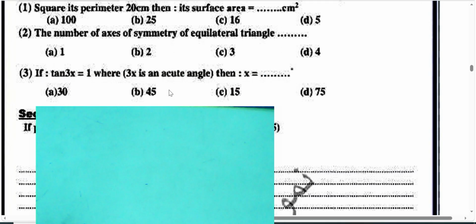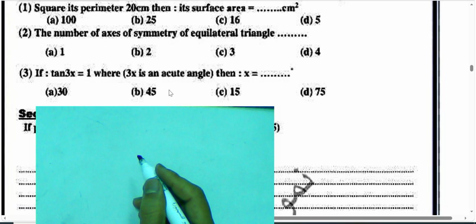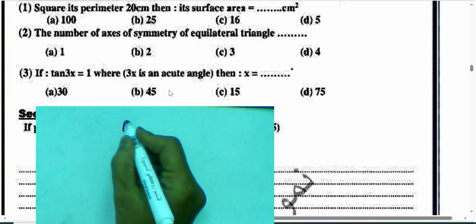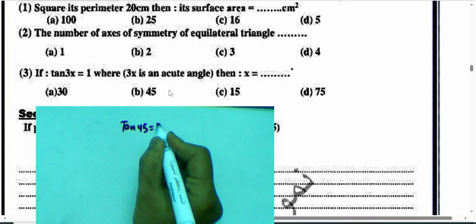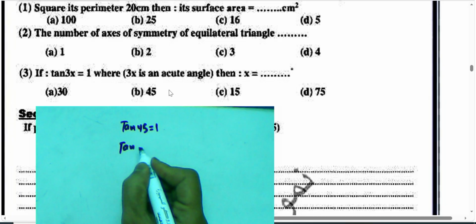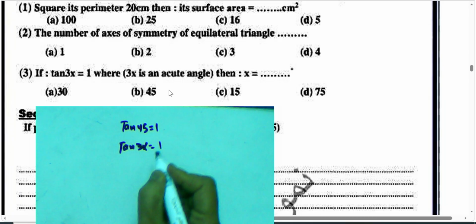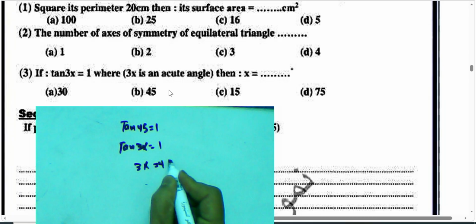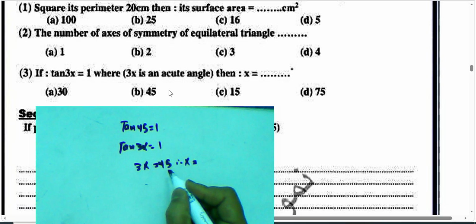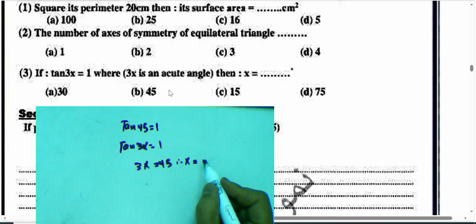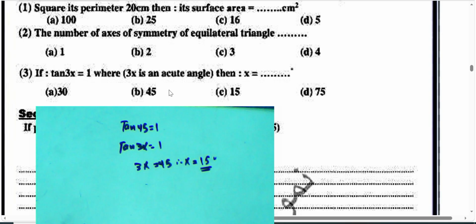And tan 3x equals 1. Then what is the value of x, the measure of angle x here? We know tan 45 equals 1. Then the value of x will be what? We have 3x will be 45, and the value of x will be 45 divided by 3, which is 15. Then the measure of angle x will be 15 degrees.